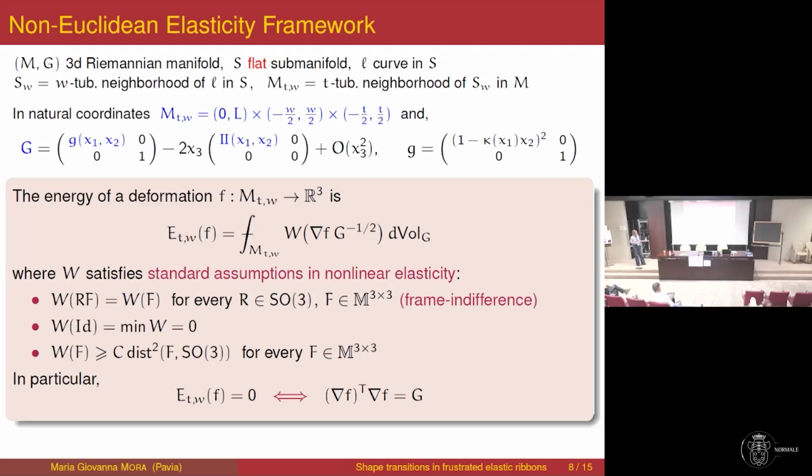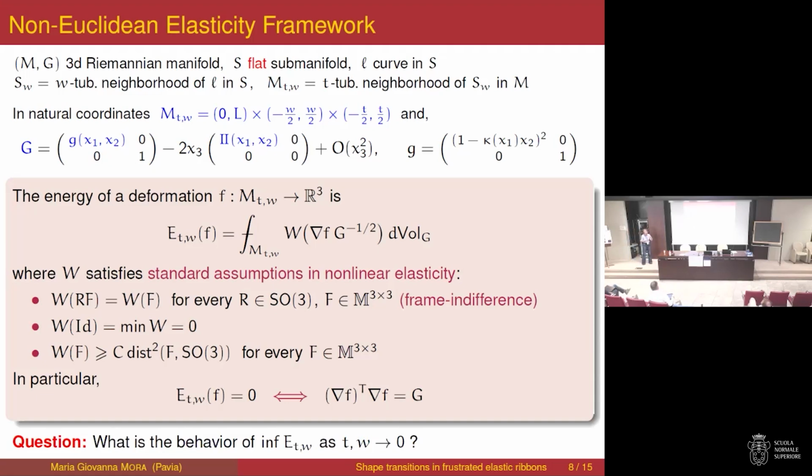And so you see that the energy is zero if and only if the deformation is an isometric immersion of the metric G. So this is the same condition that we saw yesterday, for instance, in Luciano's talk. And so if you want, because of this condition from below, we can say that the energy measures, well, controls from above the distance of the deformation gradient, the distance of the deformation from being an isometric immersion of the metric capital G. Okay.